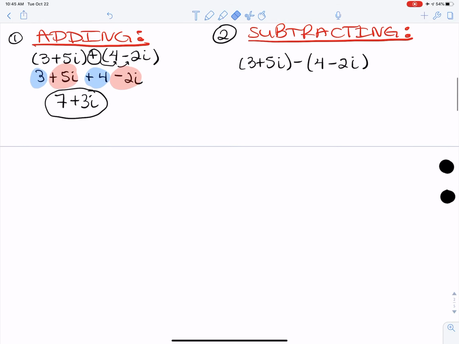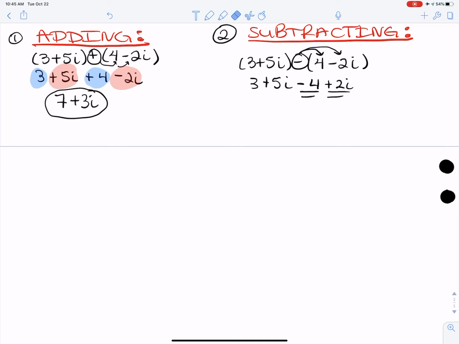Now let's subtract them. So this time, this is going to be 3 plus 5i minus 4 plus 2i, because the signs of these do change. And some of your teachers write your loops on top. So either way, it's just I didn't have room on the other one to write them on top. -1 times 4 is -4. And -1 times -2i is positive 2i.